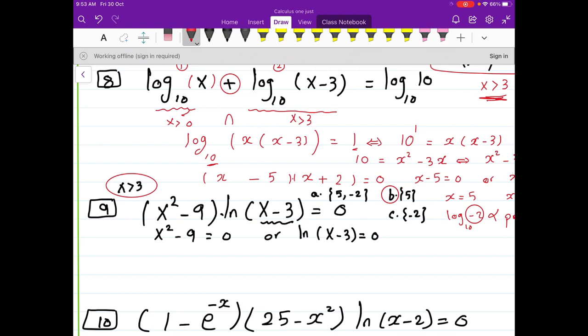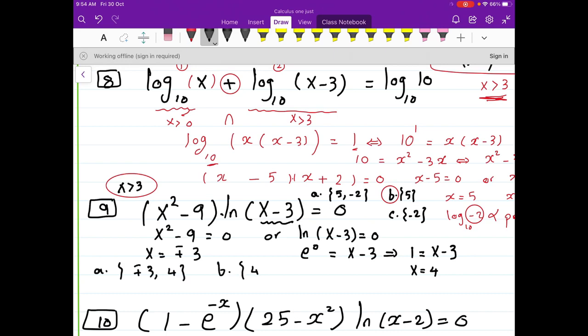Now, x squared minus 9 equals 0 is equivalent to x equals plus or minus 3. ln of x minus 3 equals 0 means e to the power 0 equals x minus 3. So e to the power 0, which is 1, equals x minus 3. This means x equals 4. So we have the answer. If you write A: plus or minus 3 and 4, B: 4, C: none, which one can you choose? We choose B only. Why? Since any value of x must belong to this interval.